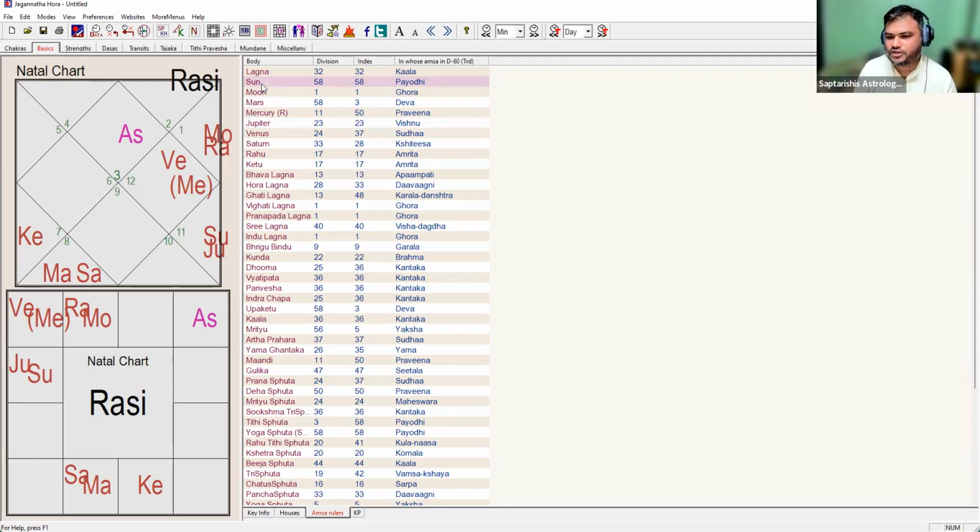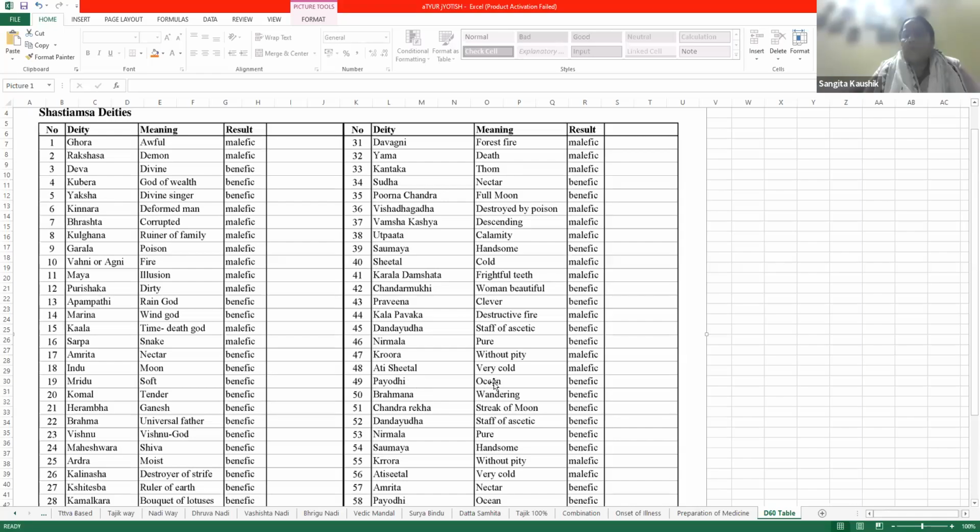Okay, Sun is in Payodhi. What is the meaning of Payodhi? Anybody know? Jal. Water, sir. Anything else? Samudra. पायोधी सर जिसकी कोई लिमिट्स ना हो, जिसकी गहराई को जाना ना जा सके. Ocean लिखा है. क्षीर सागर. Right. Milky Ocean. अमितेश जी ने ठीक कहा.